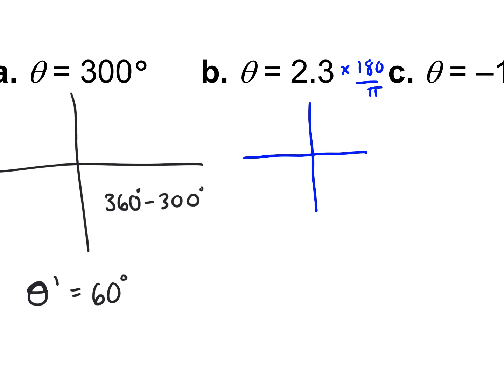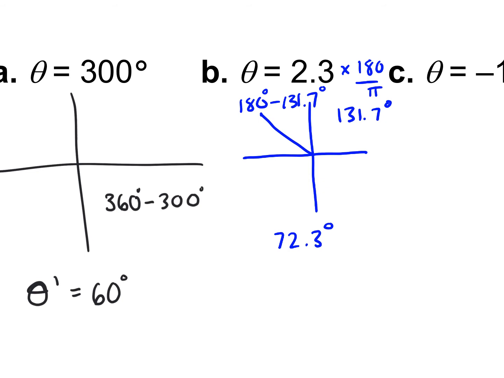So I don't have a calculator on me. What's 2.3 times 180 divided by pi? So let's just say 131.7. So this is degrees. What quadrant would 131.7 degrees be in? Quadrant 2. So in quadrant 2, what's the formula that I have to use? 180 minus 131.7. So what's 180 minus 131.7? 72.3, but 72.3 is in degrees, so I have to convert it back.